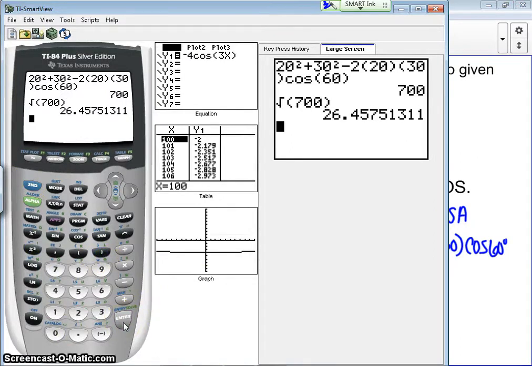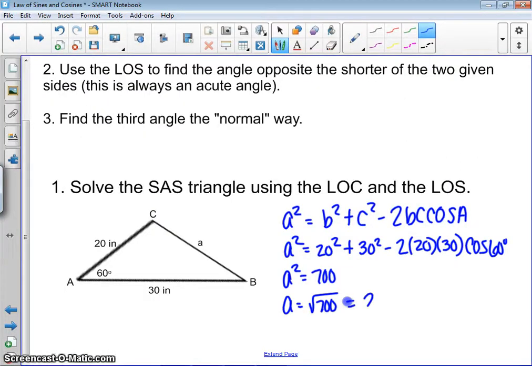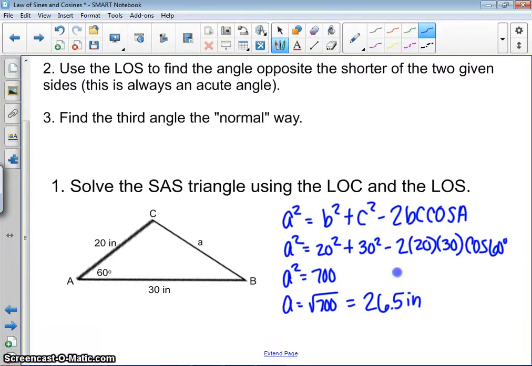And so I'm just going to round that to 26.5. So I want you to round these most of the time to just one decimal place. So 26.5, this is inches. Now, since I found 26.5, that gives me a pair. So now I've got side A and angle A.